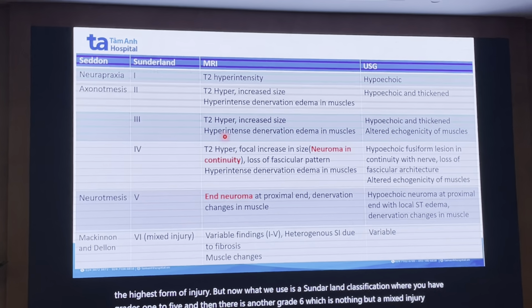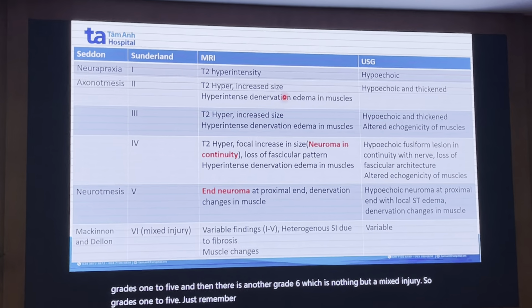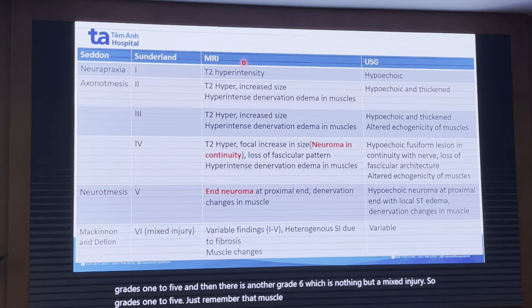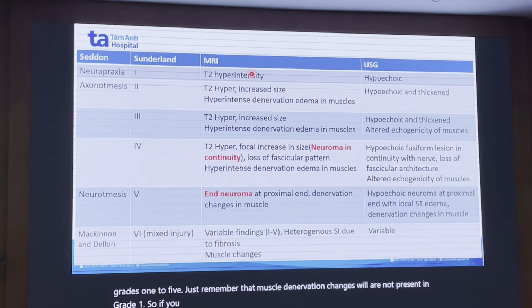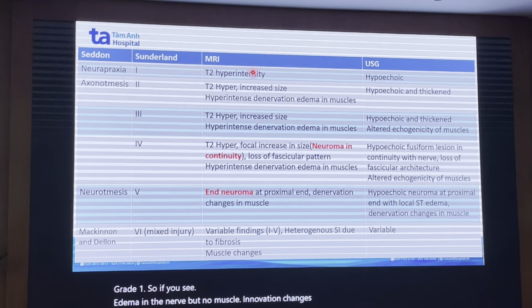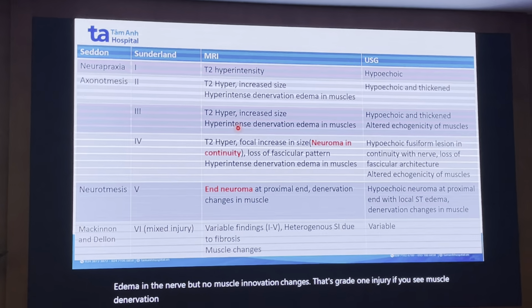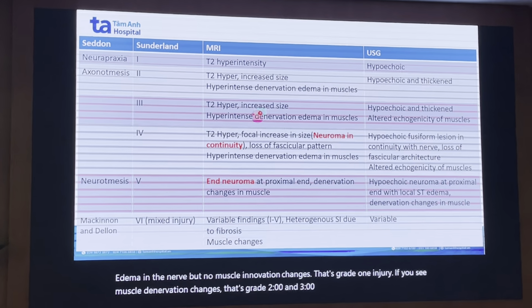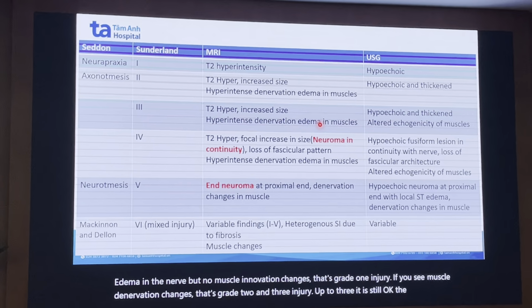So for grades 1 to 5, just remember that muscle denervation changes are not present in grade 1. So if you see an edema in the nerve but no muscle denervation changes, that's a grade 1 injury. If you see muscle denervation changes, that's a grade 2 and 3 injury. Up to 3, it is still okay, the prognosis is still okay.